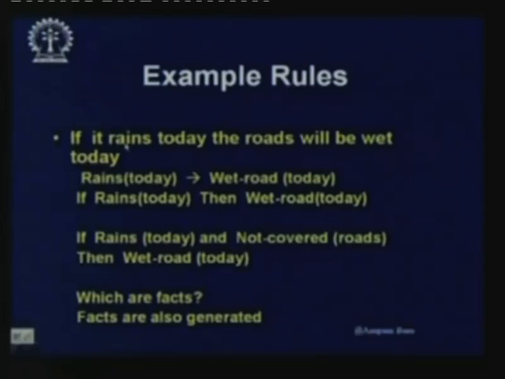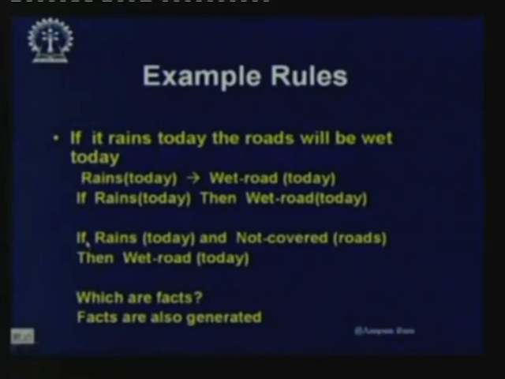Now, here is an example of a rule-based system. If it rains today, the roads will be wet today. This is clearly understood when we write it in English. We can write this in the form of logic as rains, which is a predicate, rains today implies wet road today. Or in the form of a rule, we can say: if rains today, then wet road today. Now, you see the correspondence between this logic statement and this rule. Again, this is one rule.